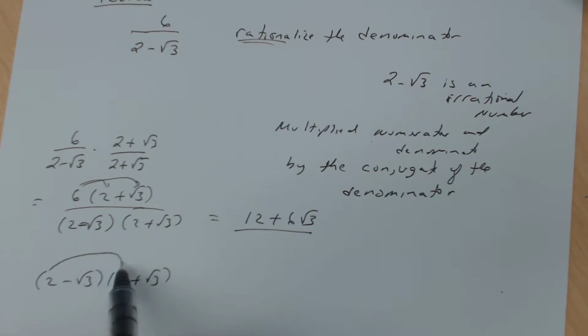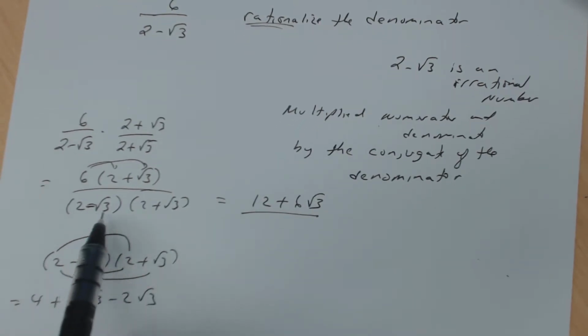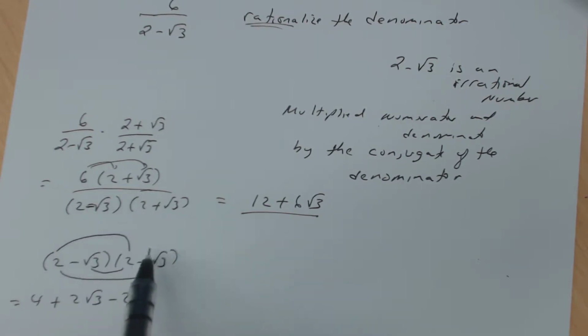For FOIL, first times first, 2 times 2 is 4. The outer is 2 square root of 3. The inner is a negative 2 square root of 3. Remember, these are conjugates. The only difference between these two binomials is that sign. One's negative, one's positive. The first terms are alike, the second terms are alike except for their signs, which are opposites. And so a positive 2 square root of 3 and a negative 2 square root of 3 is 0 when you add them up.